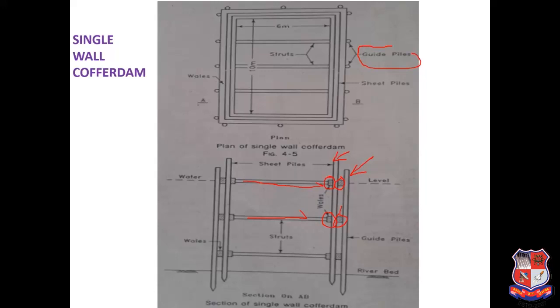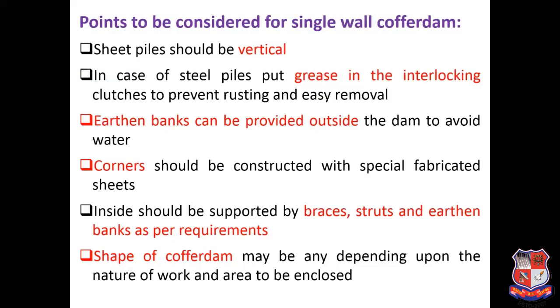So generally this section is 10 meter by 6 meter. So here this section of single wall cofferdam is shown, and whatever water is inside is to be pumped down, and this area can be utilized for working under dry condition. So which various points are to be considered for a single wall cofferdam?